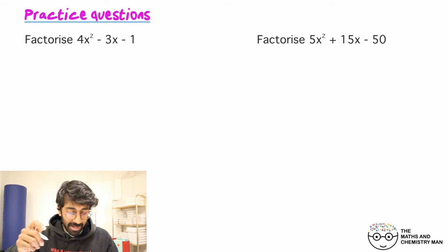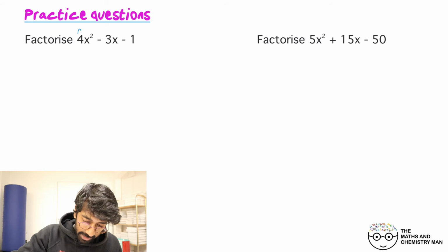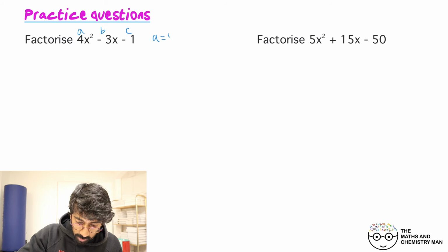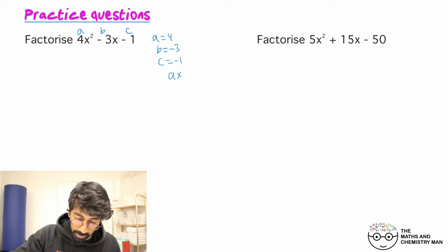Righto, correction time. So with these ones, we would need to begin by labeling everything, right? So A, B, and C. For this one, we've got A is equal to 4, B is equal to minus 3, and C is equal to minus 1. What do we do from there? We multiply A and C together. So that's 4 times minus 1, which is just going to give us minus 4.